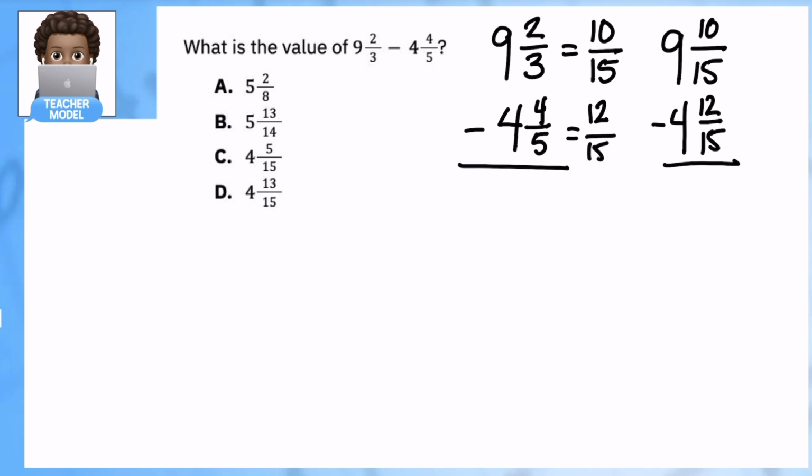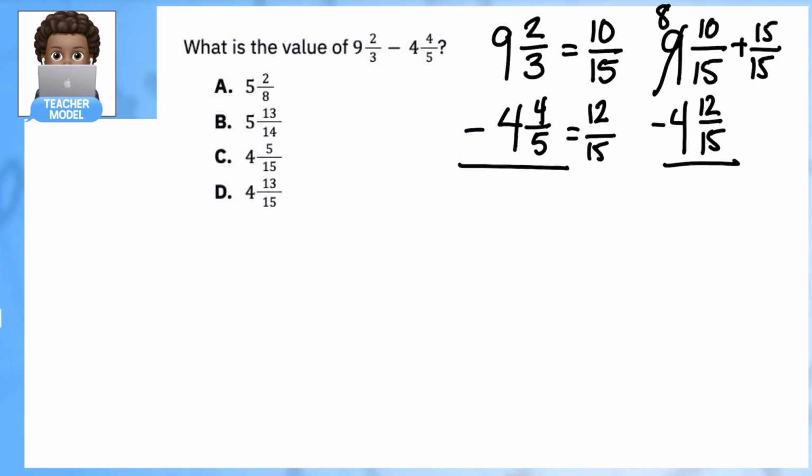And as expected, we don't have enough. I can see it very clearly. I cannot do 10 minus 12, so we're going to have to do some regrouping. So let's do that. We're going to take 1 from here. And we know this is going to be 15 over 15, so all the denominators are the same. And now we'll be able to subtract.